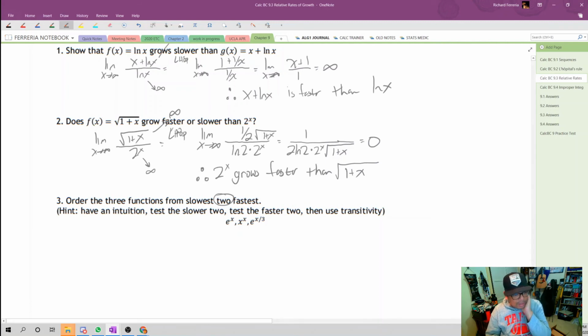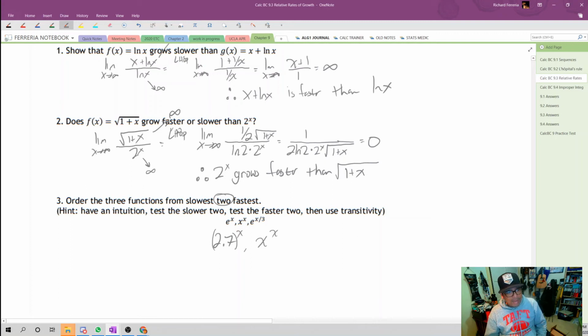So we've got x to the x, e to the x, and e to the x over 3. Now, in order for me to do this, maybe we should look at the bases. This is e, which is about 2.7 to the x. This is x to the x for the second one, which means that at some point, when x is bigger than 3, then the base will be bigger than 2.7, and this should grow faster than 2.7 to the x. Again, x to the x is one of the faster functions that we have.